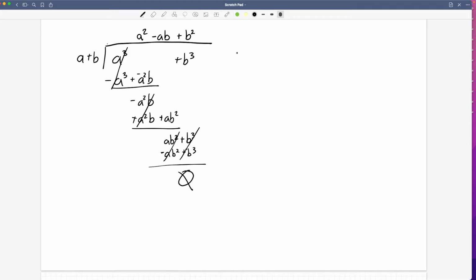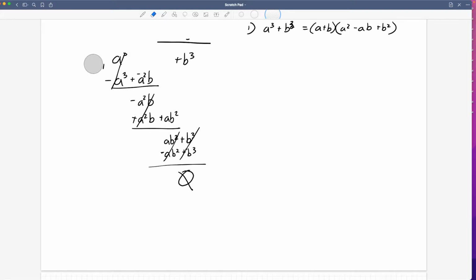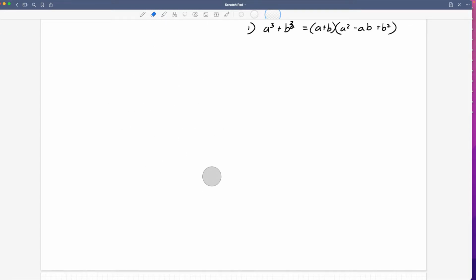So we know that a cubed plus b cubed, sorry, that's a 3. That's a cubed plus b cubed equals a plus b times a squared minus ab plus b squared. That is form 1 for positive a cubed plus b cubed. So let's look at the negative, when we have a cubed minus b cubed and see what form that takes.